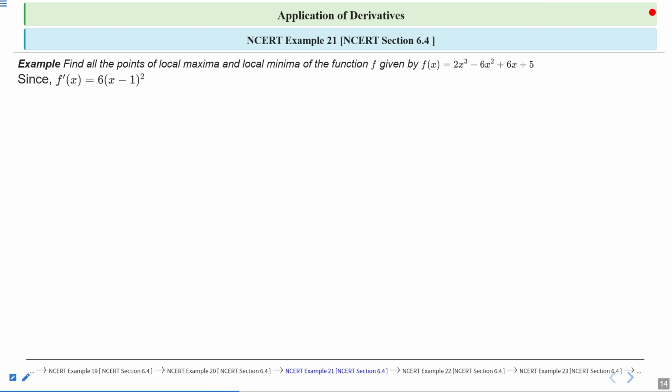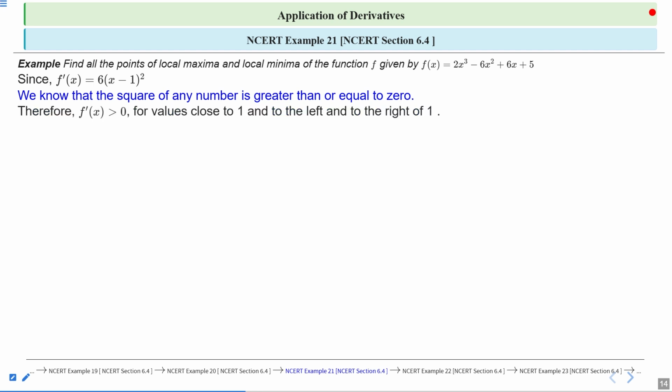Since f dash x equals 6 times (x minus 1) square, we know that the square of any number is greater than or equal to 0 always. Therefore, f dash x is greater than or equal to 0 for values close to 1, to the left and to the right of 1, okay?